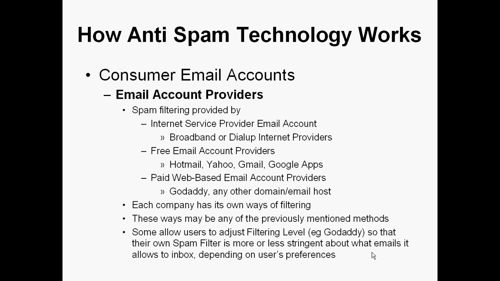Each of these companies has its own proprietary ways of filtering, and they can be any of the previously mentioned methods. Some of them, for instance, GoDaddy, allow the user to adjust the spam filtering level so that they can make the filtering very lenient and let through most emails, only blocking the ones that are completely obviously spam, or they can turn it up and make the screen more stringent so that fewer emails get through.